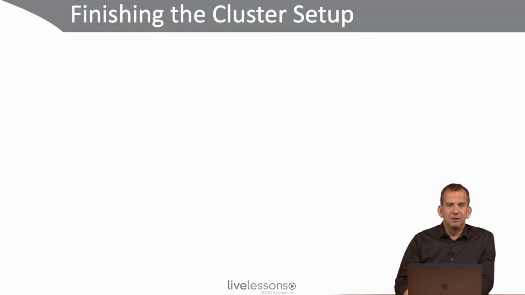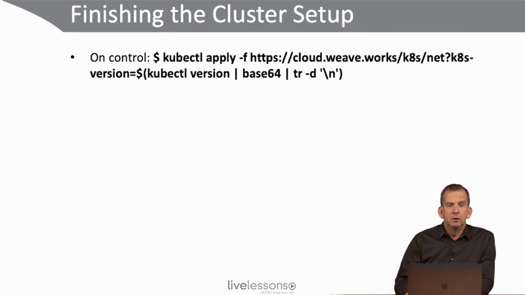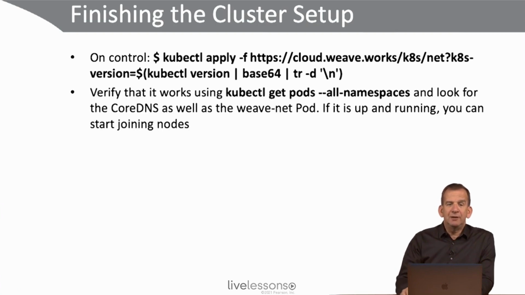So let's summarize what we've just done to finish the cluster setup. First, on kubectl control, as an ordinary user, we have used the kubectl apply command to install the Weave plugin. And if you want to run another plugin, that's fine. Just read the documentation, copy and paste the command that is listed for your other plugin. After doing that, you can use kubectl get pods --all-namespaces and look for core DNS and Weave plugin, and that will show you that everything is all right. And if all the pods are giving a ready status, you can start joining the nodes.